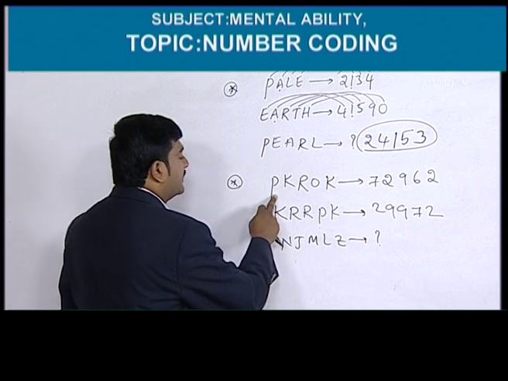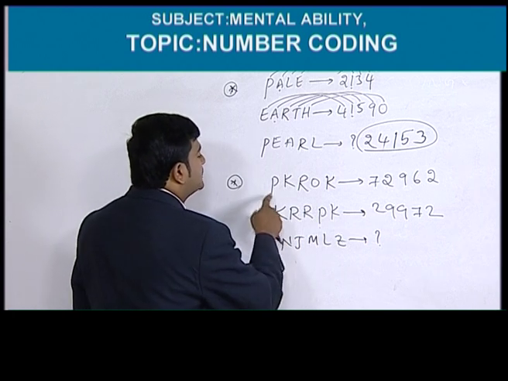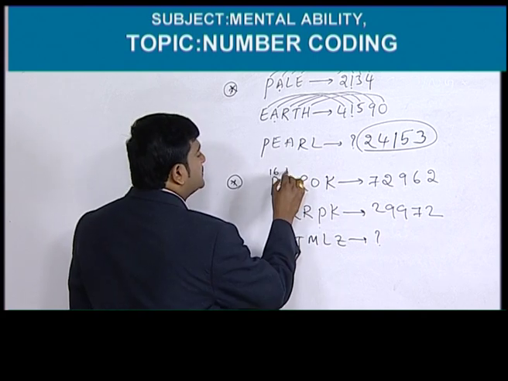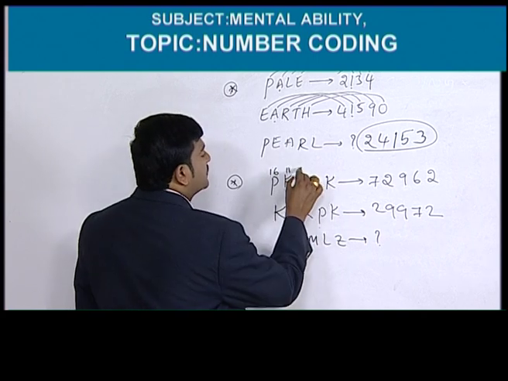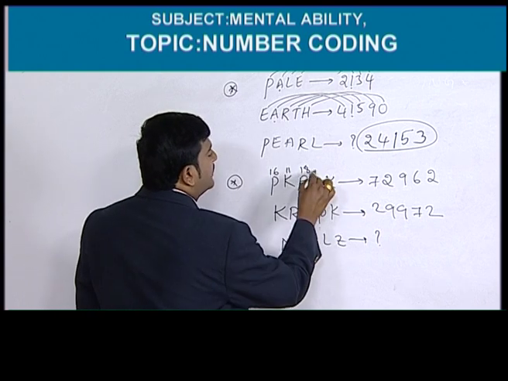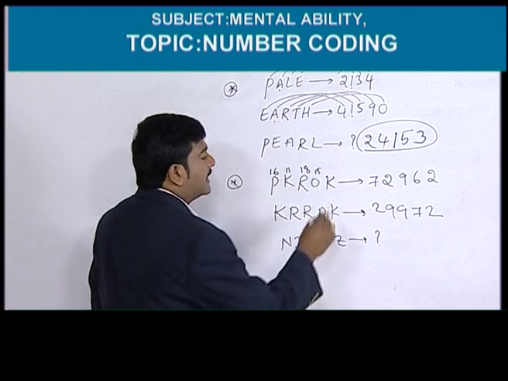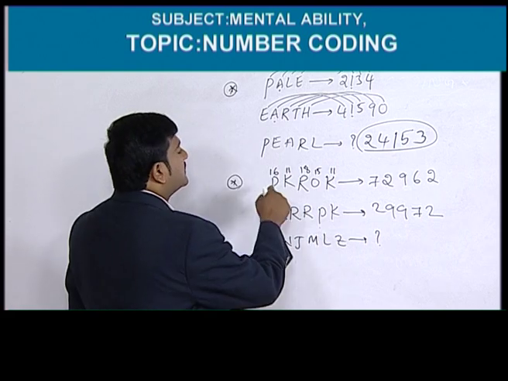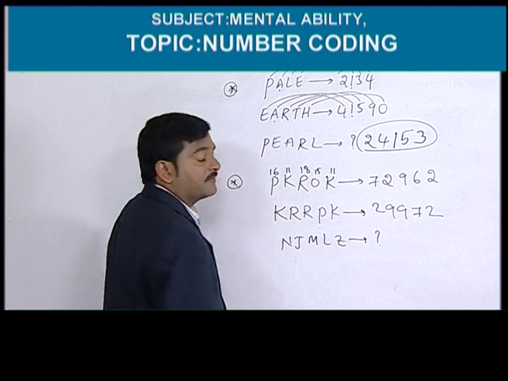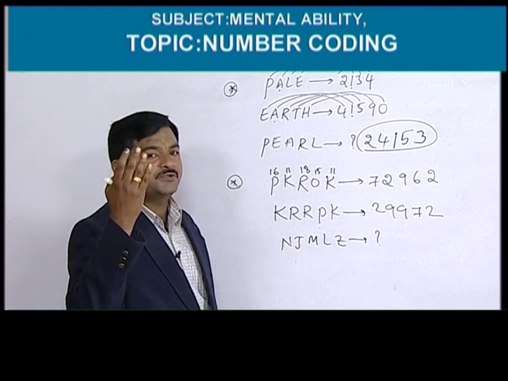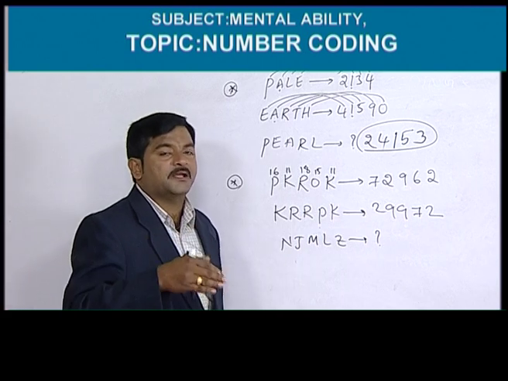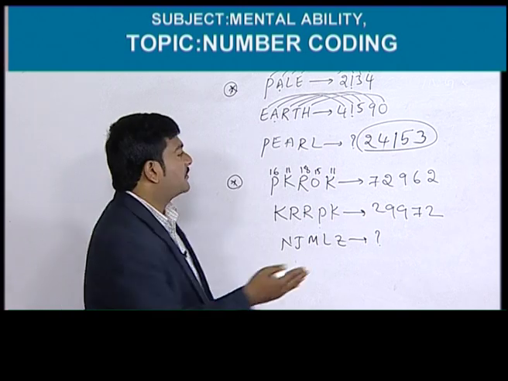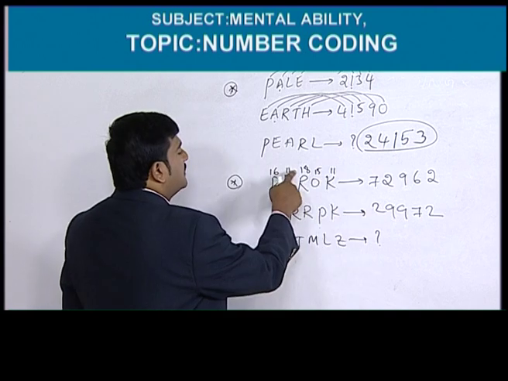See, usually in English alphabets, P means how much? P means, everybody knows, 16. K means how much here? 11. R means how much here? 18. O means how much here? 15. Again K means how much here? 11 in English alphabets. So now what is the relation between 16 and 7? We should get an idea how 16 can be expressed as 7. 16 means 1 plus 6. 1 plus 6 means how much here? 7.